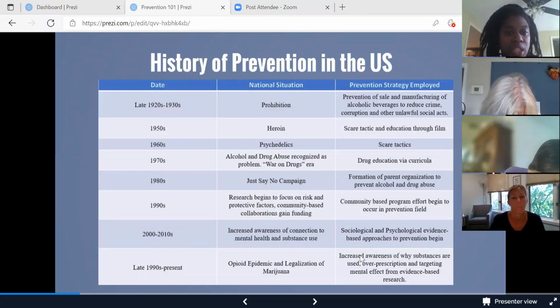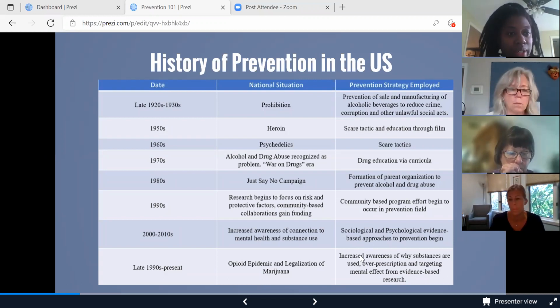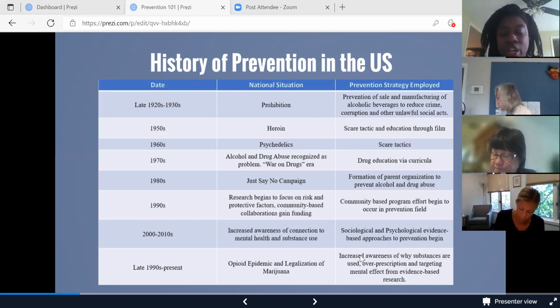Just a little bit about the history of prevention in the US. We may or may not know that a lot of our prevention efforts against different substance use and abuse began, as early as documented, in the late 1920s to 1930s during Prohibition, which was the prevention of sale and manufacturing of alcoholic beverages. It was done in order to reduce crime, corruption, and other basically unlawful social acts that were deemed immoral by the governance at that time.